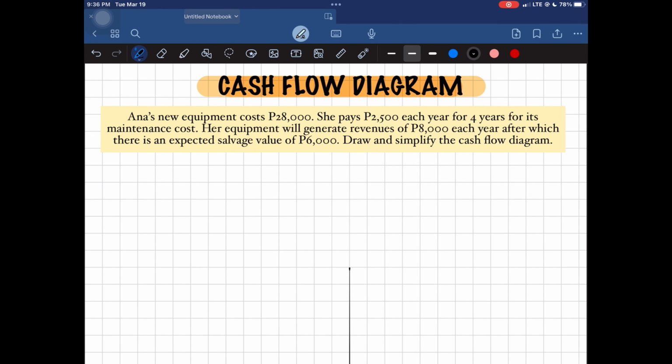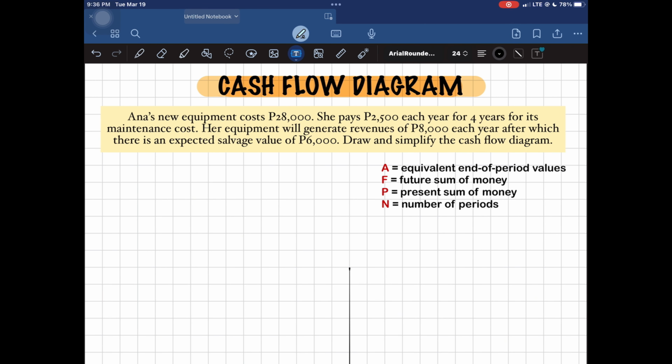So before proceeding, I would like to give you the representation of each value. We have here A, equivalent end of period value. So this is the uniform series of amount. These are the values each year, while F is future sum of money, P is present sum of money, while N will be the number of periods. So now let's write the given.